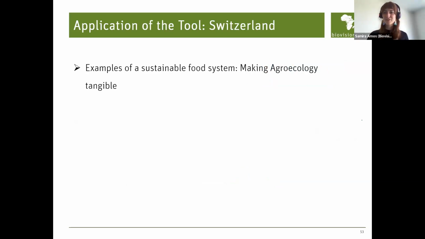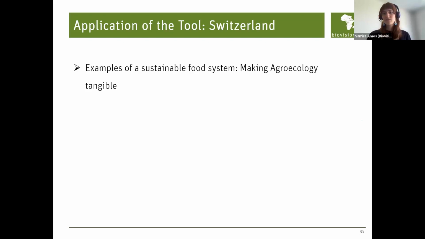My name is Samira. I work for the team of Biovision working on Swiss policy. And we started to use the BACT this spring for one of our projects, which is examples of a sustainable food system. So with this project, we want to highlight initiatives in Switzerland that are already creating a momentum today towards a more sustainable food system. And we have collected more than 200 examples in Switzerland across the whole food supply chain and have selected 18 of these initiatives. And the goal is to give these initiatives more visibility and inspire others.